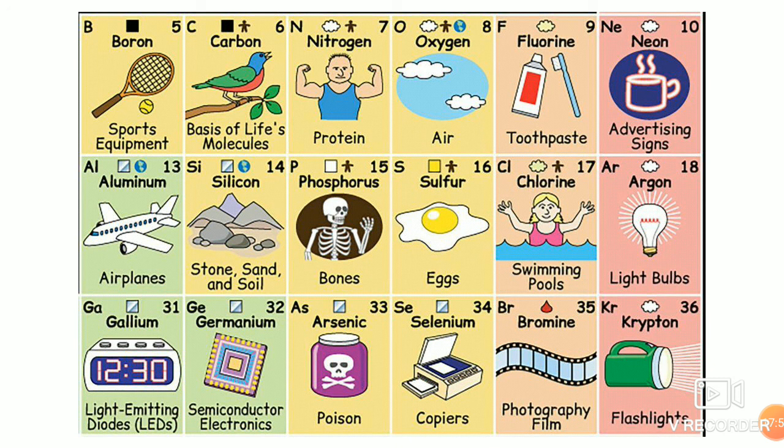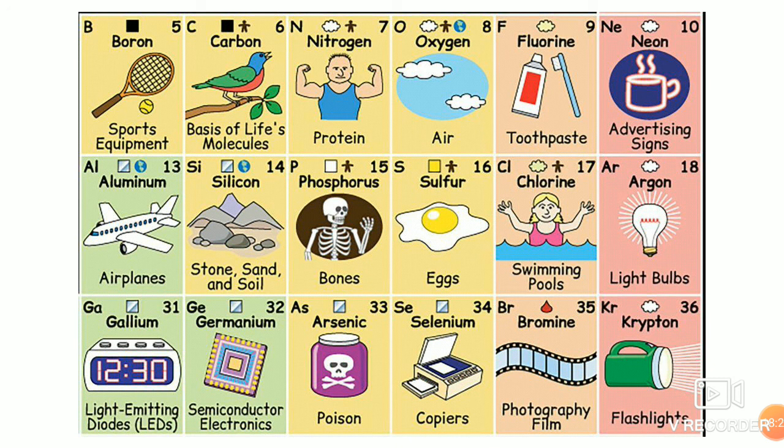See, boron is used to make sport equipment. Carbon is the basis of life's molecules. That means everywhere, if you see plants, carbon is there. If you see our own body structure, you will find carbon there. Animal body structure, carbon. Nitrogen is present in protein molecules. Oxygen you will find in air. Fluorine in toothpaste. Neon, you see sharp neon colors, right?